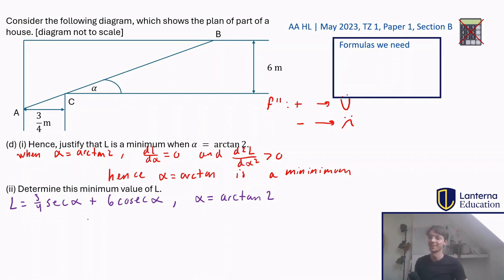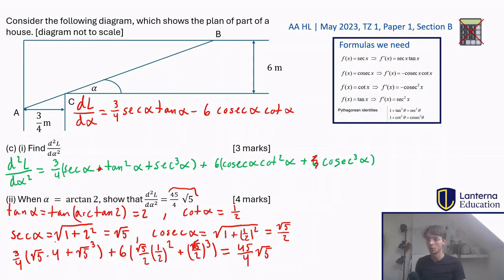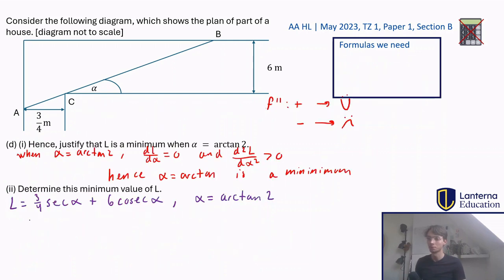Ta-da, there it is, just taken from the previous questions. So L was 3/4 sec plus 6 cosec. That was the very first exercise, you guys. And we know that when alpha was arctan 2, sec alpha, which we defined in the earlier question, was root 5, and cosec was root 5 over 2, right? So this would be 3 over 4 root 5 plus 6 root 5 over 2.